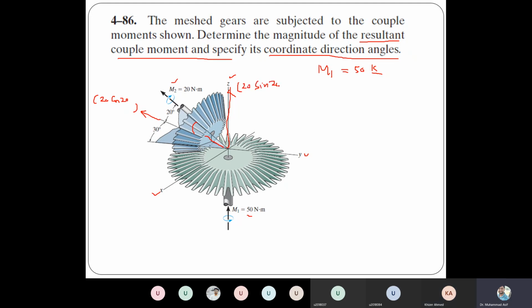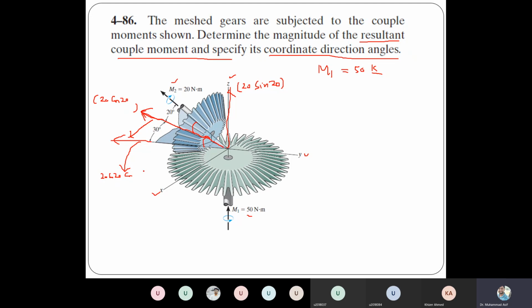But we need another two components as well, one along the x-axis and one along the y-axis. Now we can use this component, the value of which is 20 cos 20. This component is making an angle of 30 degrees with the y-axis. So one component will be this one, and one will be parallel to the x-axis. What is the value of the component along the y-axis? 20 cos 20 cos 30.